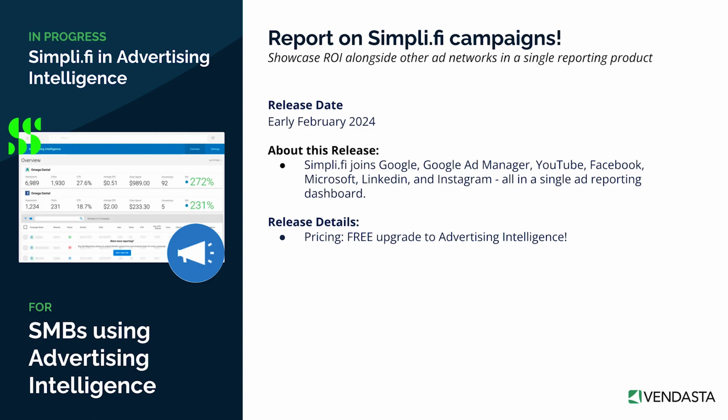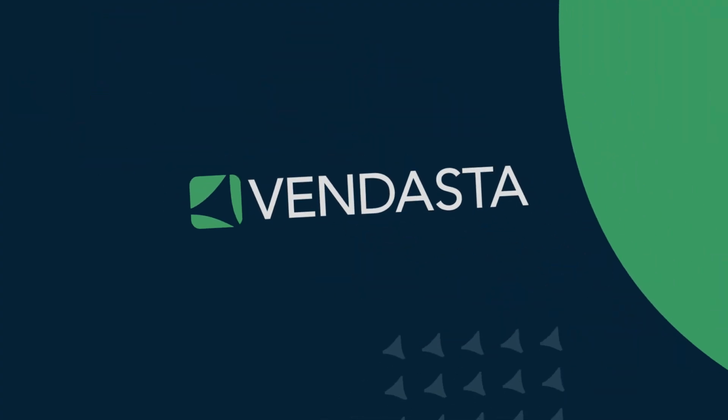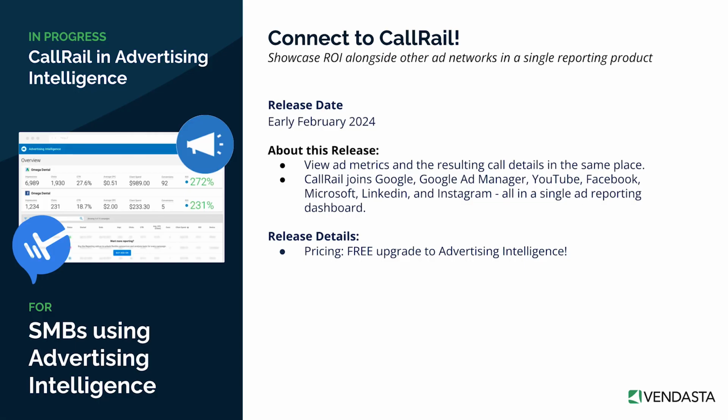The team is always working to integrate more sources to facilitate ROI reporting. Early next month, Simpli.fi will join the lineup. For those of you who use CallRail for tracking call details for their ad campaigns, or who have clients who do, you'll be happy to hear that you'll soon be able to see such details within advertising intelligence. View ad metrics and resulting call details in the same place as soon as next month.